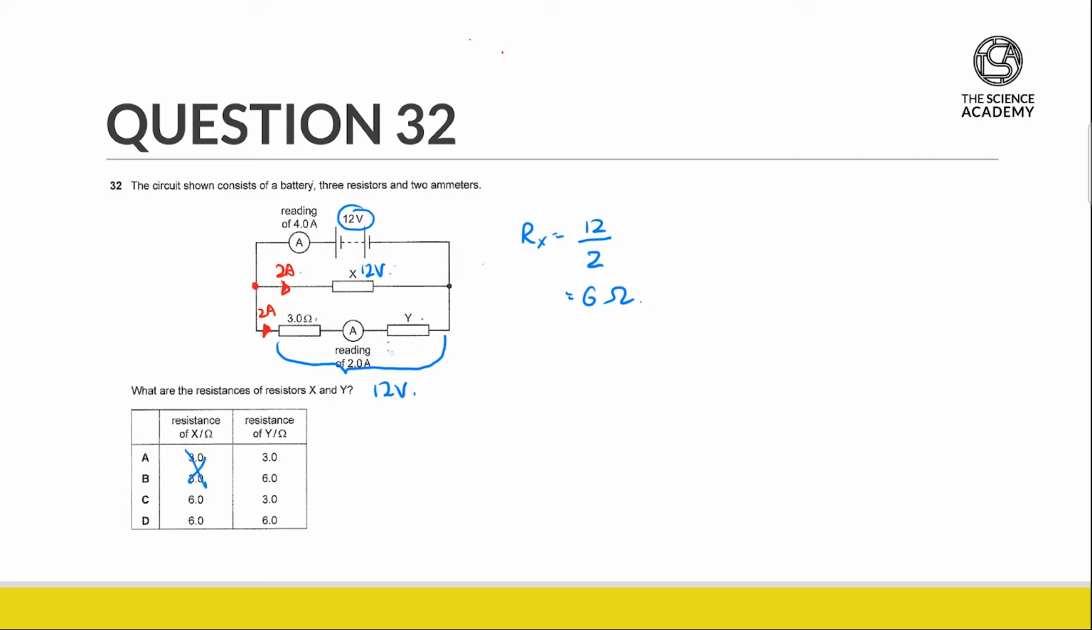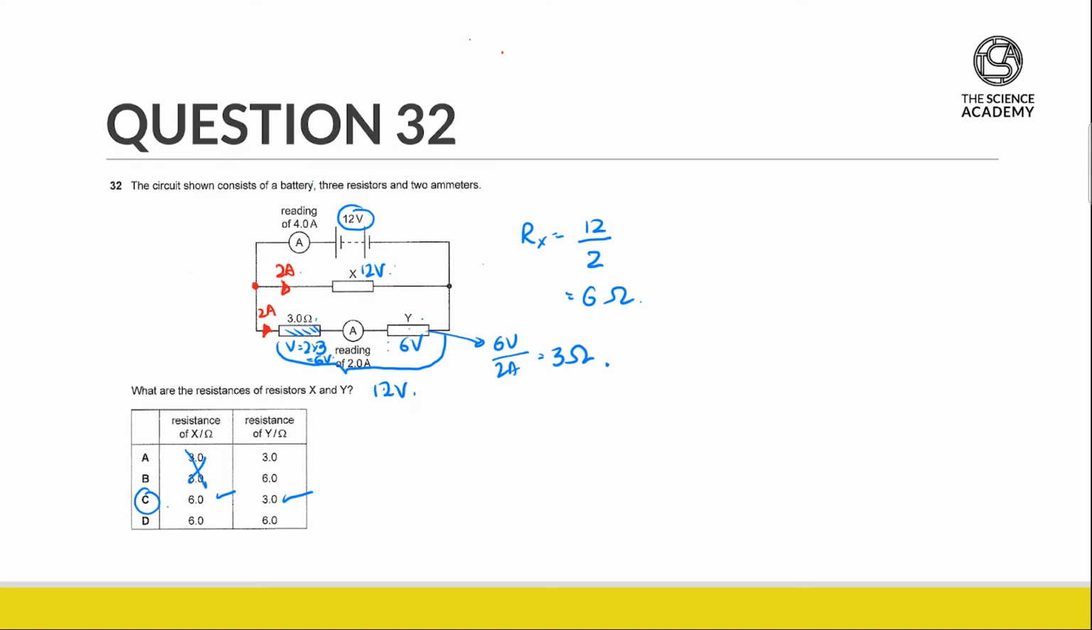And finally, for the lower path, we know that this resistor's potential difference is going to be 2 times 3, which is 6 volts. This must mean that this other resistor also gets 6 volts, because we take 12 minus 6 to give us 6 volts, and we can take 6 volts divided by 2 amperes to give us 3 ohms once again. So therefore our answer is going to be 6 ohms and 3 ohms, which is C.